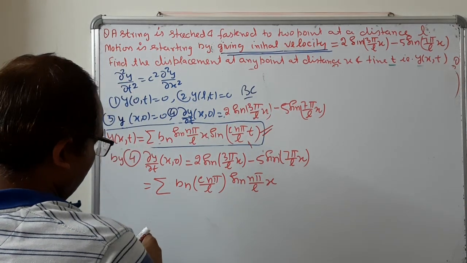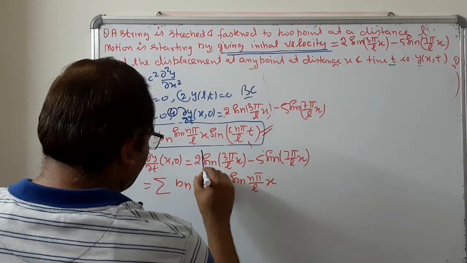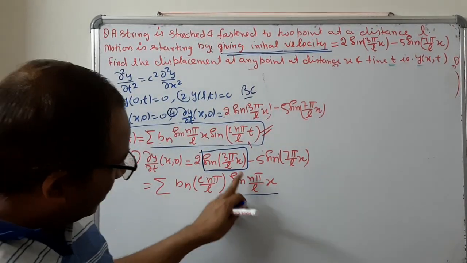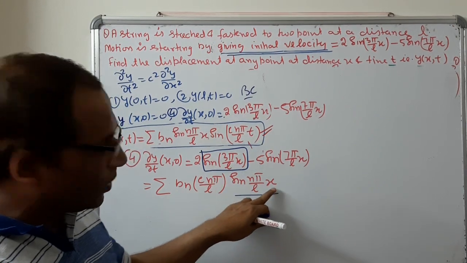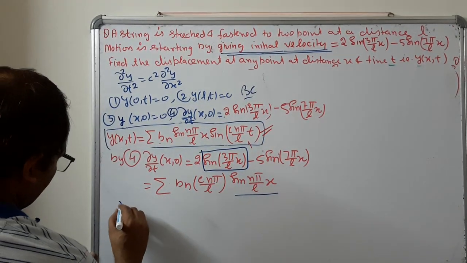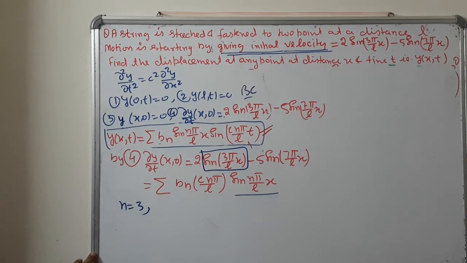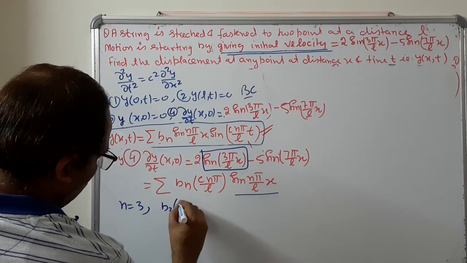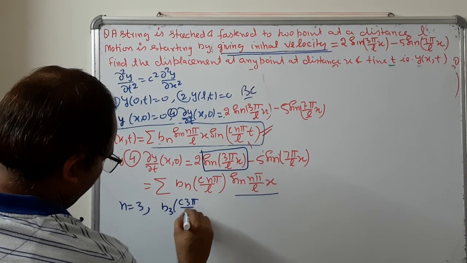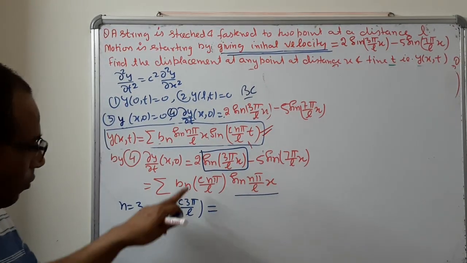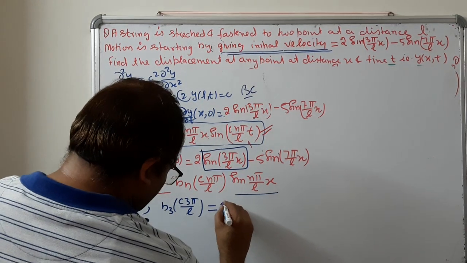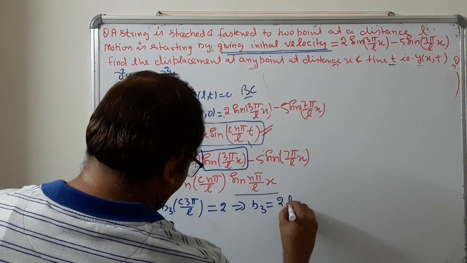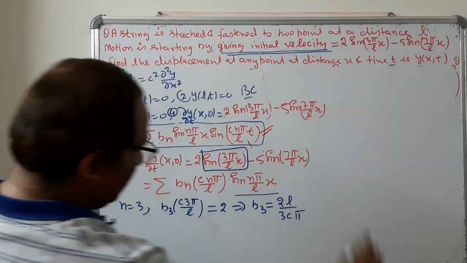Compare this one. Now first see the first term. What is the first term? First term is this one. In this first term, if we compare this to this one, we get 3πx/L is equal to nπx/L. That means n equal to 3. So we say n equal to 3, right? If we put n equal to 3, this is B3. So we say B3 into C3π/L is equal to, what is the coefficient? Coefficient is equal to 2. So put this 2. So we can say B3 is equal to 2L/(3Cπ), right?